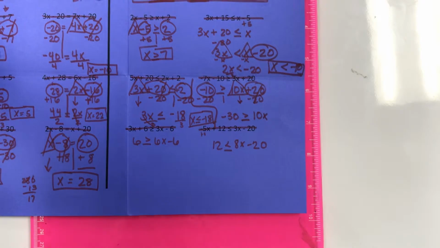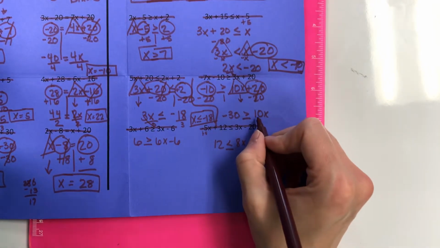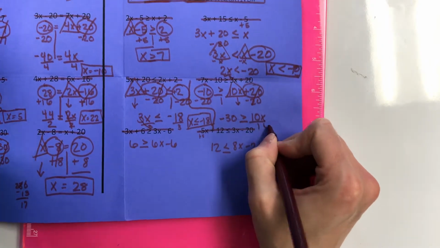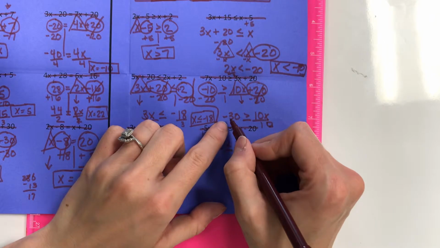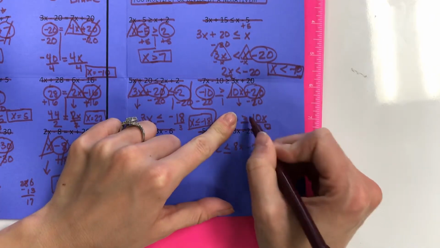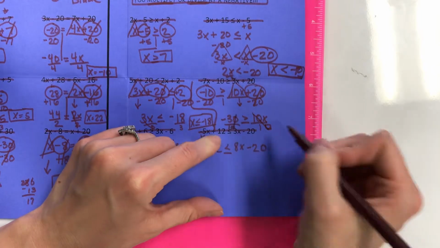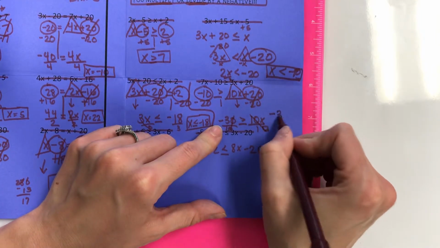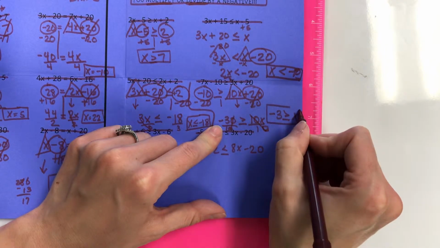and I'm going to bring down my variable. Okay, my last step, I'm going to be dividing by this 10. Since that's multiplication, I'm going to do the opposite. It's a +10, so that means my sign is going to stay the same. I see that this is negative. That does not matter to me. I'm dividing by this number, and that's positive. Okay, so -3 is going to be greater than or equal to x.